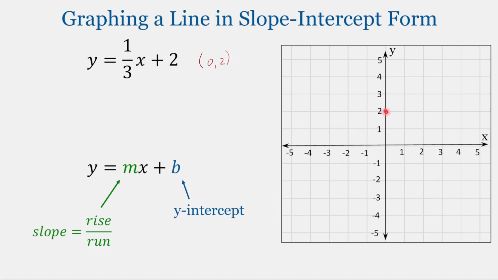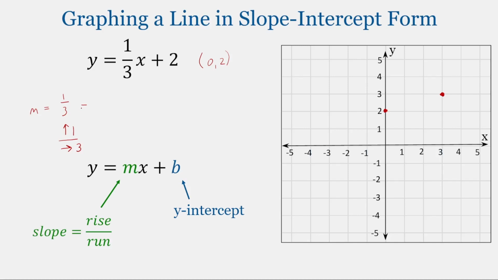And then to draw the line, we will move from this point based on how the slope tells us to move. So in this case, our slope is 1/3. So this means we are going to go up 1 and to the right 3. The positive direction is to the right. So from this starting point, we go up 1 and to the right 3. And this is a point on the line.